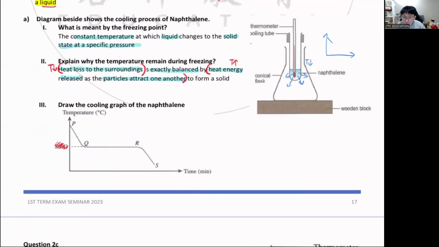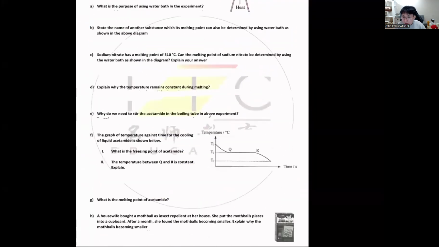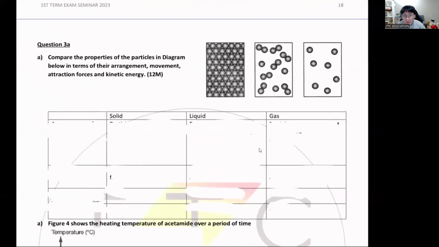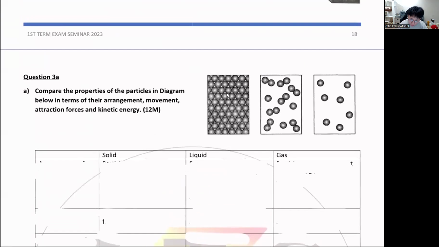Okay. So maybe you all are wondering how this question can be asked in essay form. You can flip a bit. Page number 19 is the essay way of this question. If you look at page number 19, it will be our question 3, our third type of question. I'll give away 3 different drawings. Obviously, it's solid, liquid, and gas lah. So compare all these in terms of arrangement, movement, attraction forces, and kinetic energy.